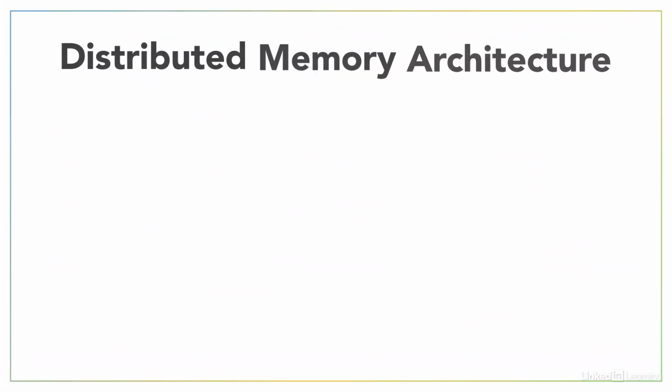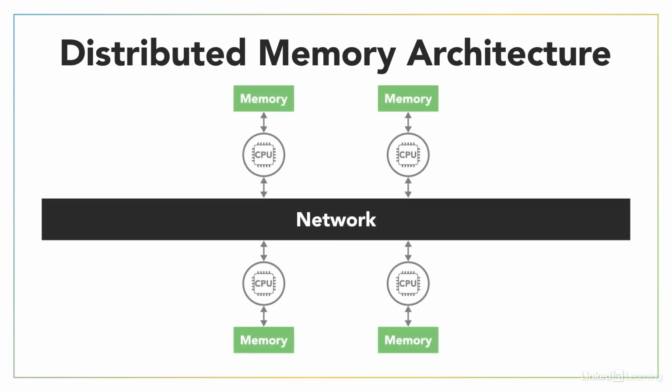In a distributed memory system, each processor has its own local memory with its own address space. So the concept of a global address space doesn't exist. All of the processors are connected through some sort of network, which can be as simple as Ethernet. Each processor operates independently, and if it makes changes to its local memory, that change is not automatically reflected in the memory of other processors.